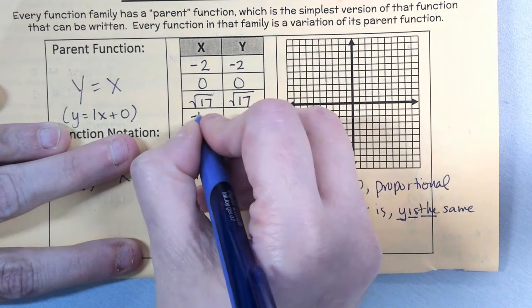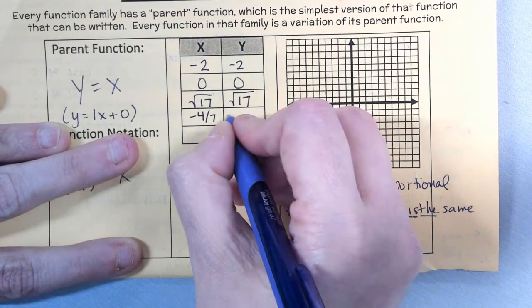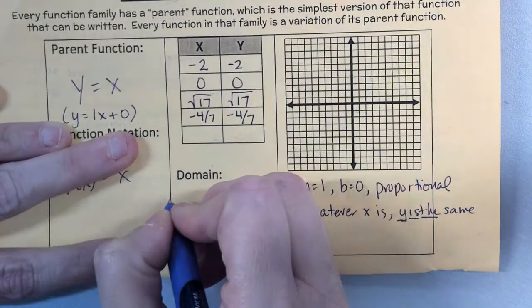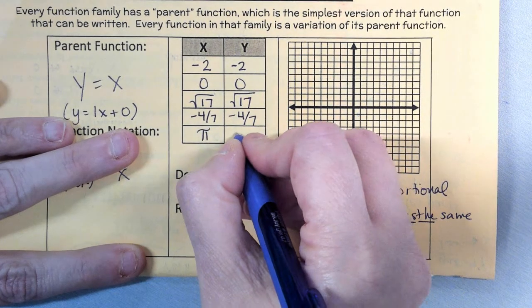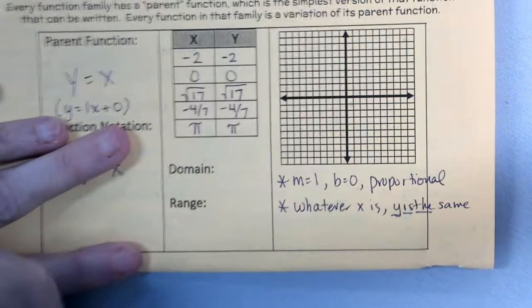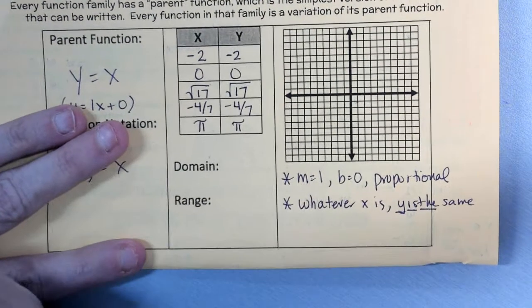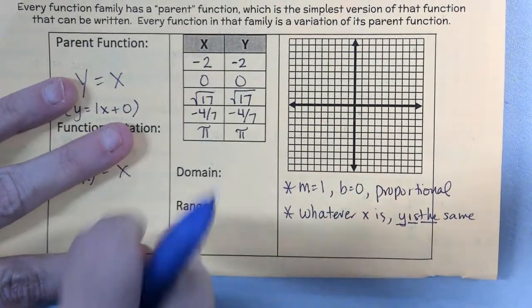What if x is negative 4/7? Y is also negative 4/7. And what if x is pi? Oh, pi is delicious. Y is also going to be pi, which is equally delicious. Okay? So, whatever x is, y is the same.